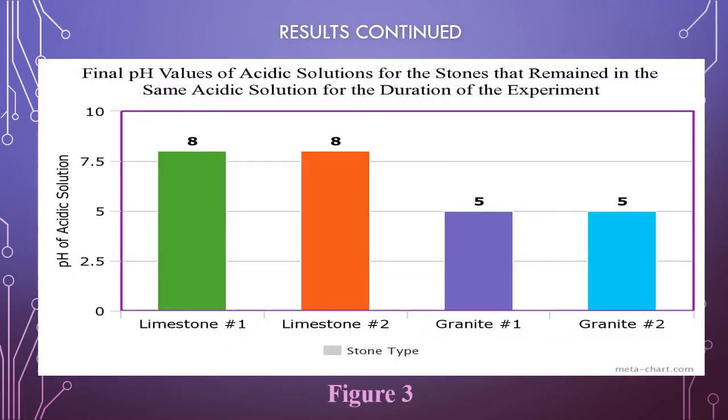So this is figure 3 for my experiment. It is the pH values that were measured on the last day for the stones that remained in the same acidic solution for the entire experiment. So as you can see, both the limestones in this group double the pH of the diluted sulfuric acid solution from 4.0 to 8.0, and both the granite stones in this group increase the pH of the acidic solution as well, although not as much. They just increased it from 4.0 to 5.0.